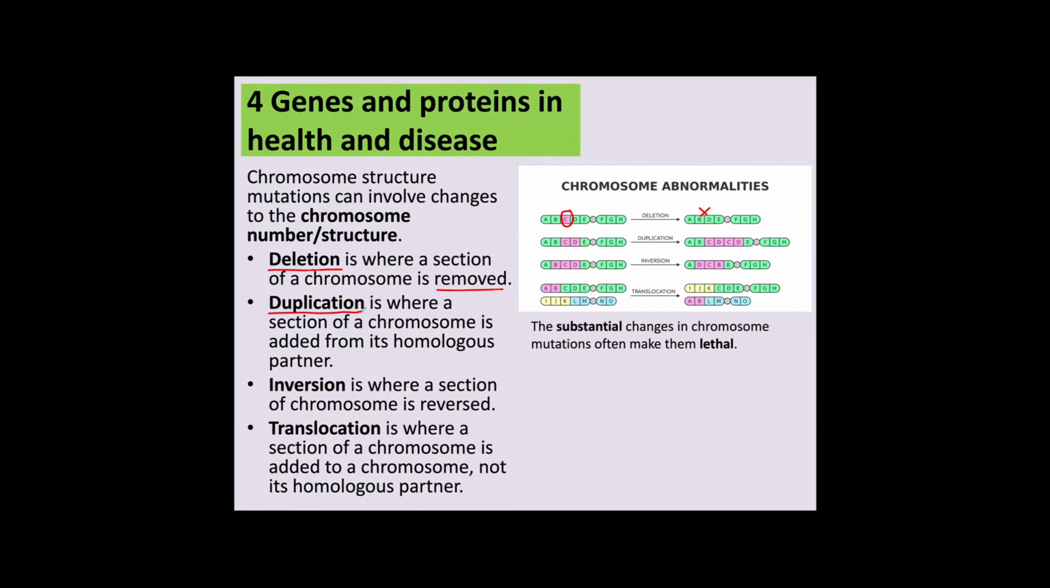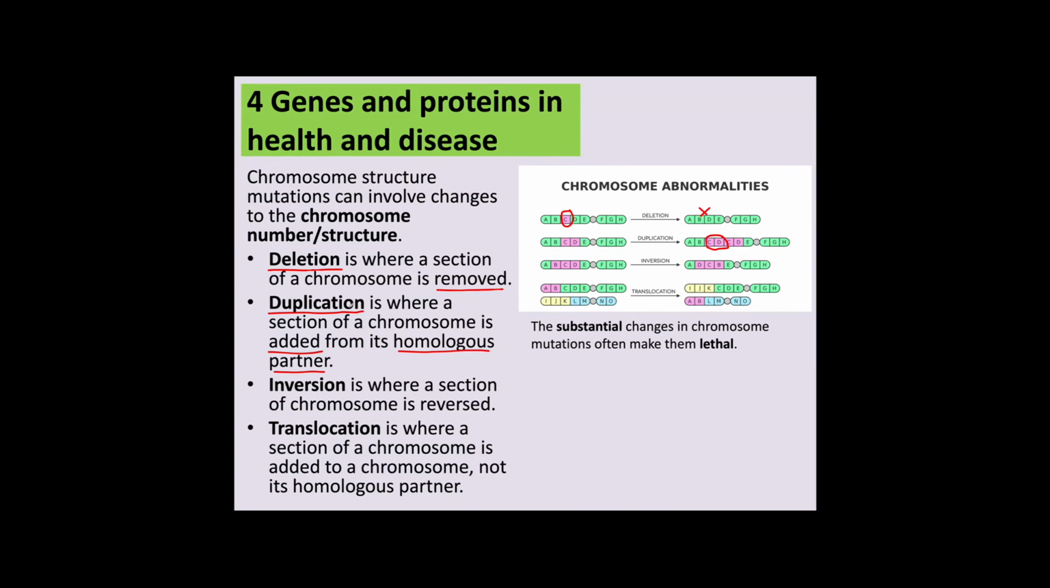The second one, duplication. This is where a section of the chromosome is added from its homologous partner. Now we know from the first topic that all of our chromosomes are in homologous pairs. So in duplication, we are getting a section added from the homologous partner. So if we look at this example here again, we've got A, B, C, D, E, F, G, H. That's all normal in that chromosome. But in the duplication error, the C and D from the homologous partner have been added to this chromosome. If we looked at the homologous partner, we'd see it lacked the C and D because it's gone over to this chromosome here.